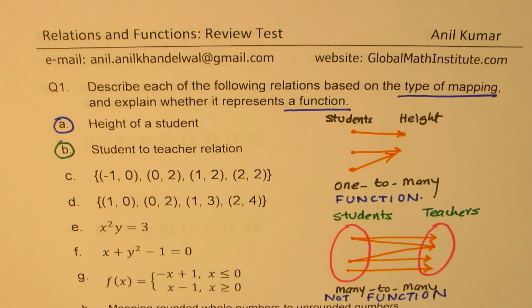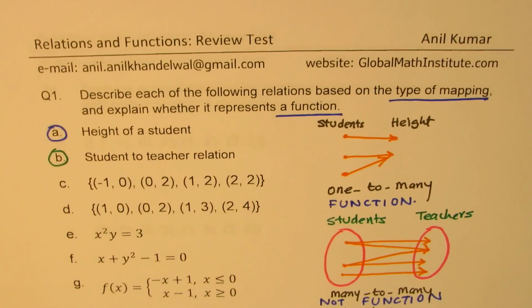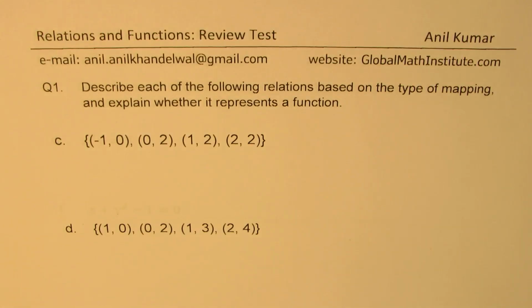Clear? So I hope this is absolutely clear. Let's move on and take part C and D now. We are given the ordered pairs to represent the relation this time. The question is, again, describe each of the following relations based on the type of mapping and explain whether it represents a function or not.